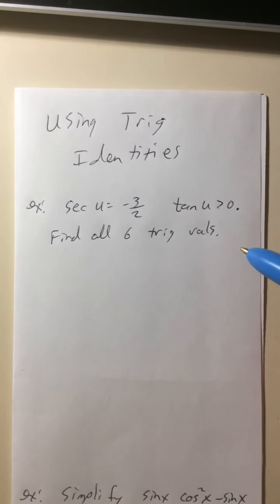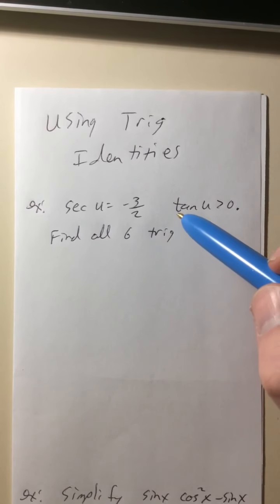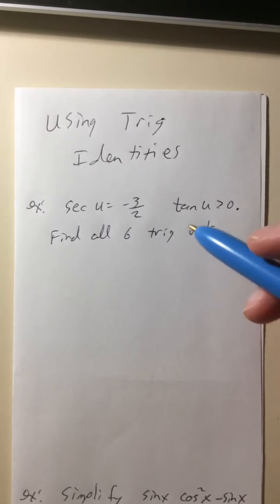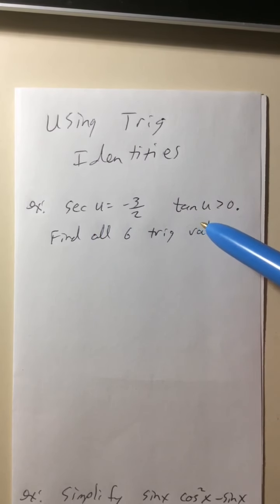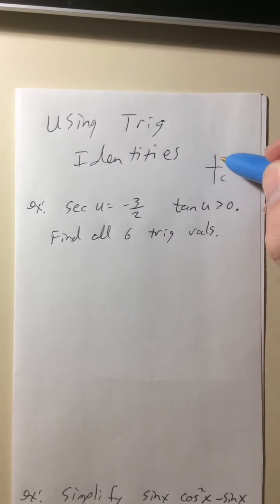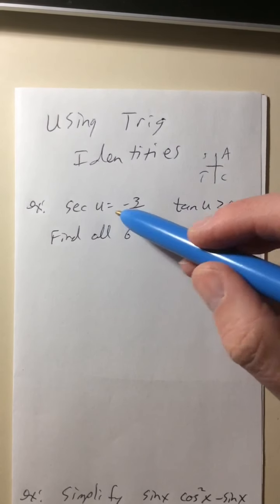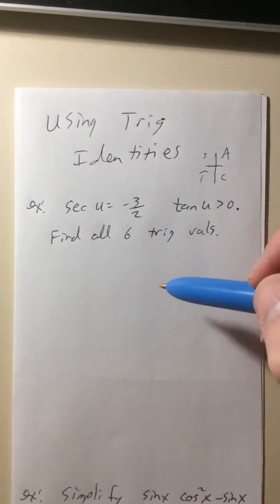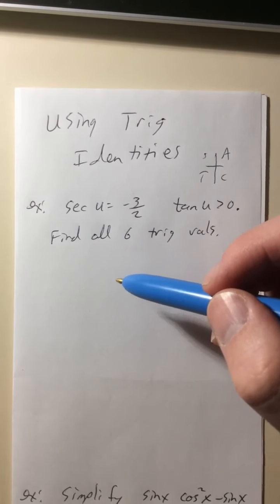All right, so let's use a couple of identities to help us get through this mess right here. So we see that the secant of some angle is -3/2, and we know the tangent is positive. Because tangent is positive, we're either in the first quadrant or the third quadrant, and this says that this is negative, so we must be in the third quadrant. A little piece of useful information that may or may not come to pass in this problem.